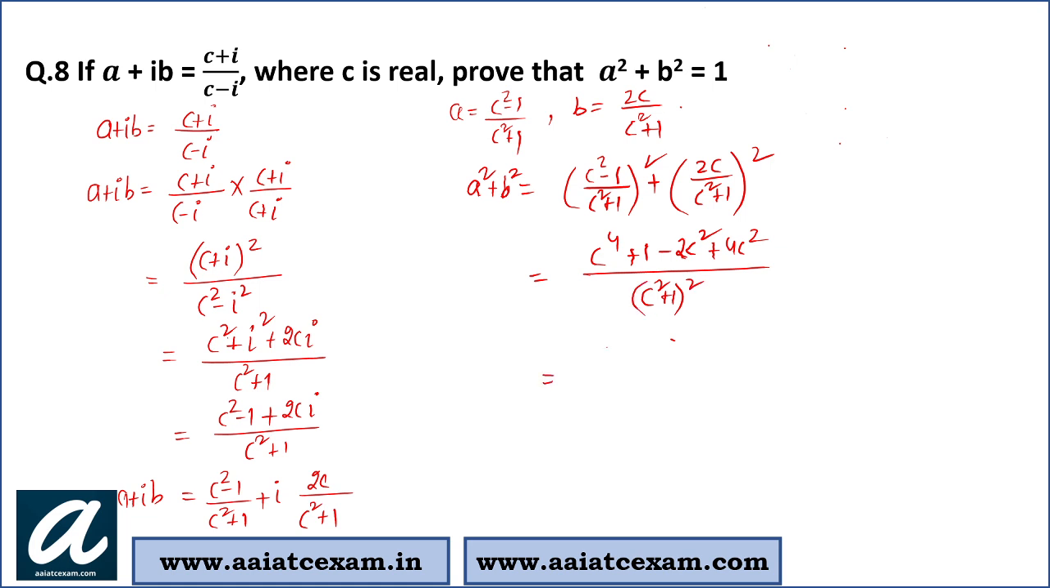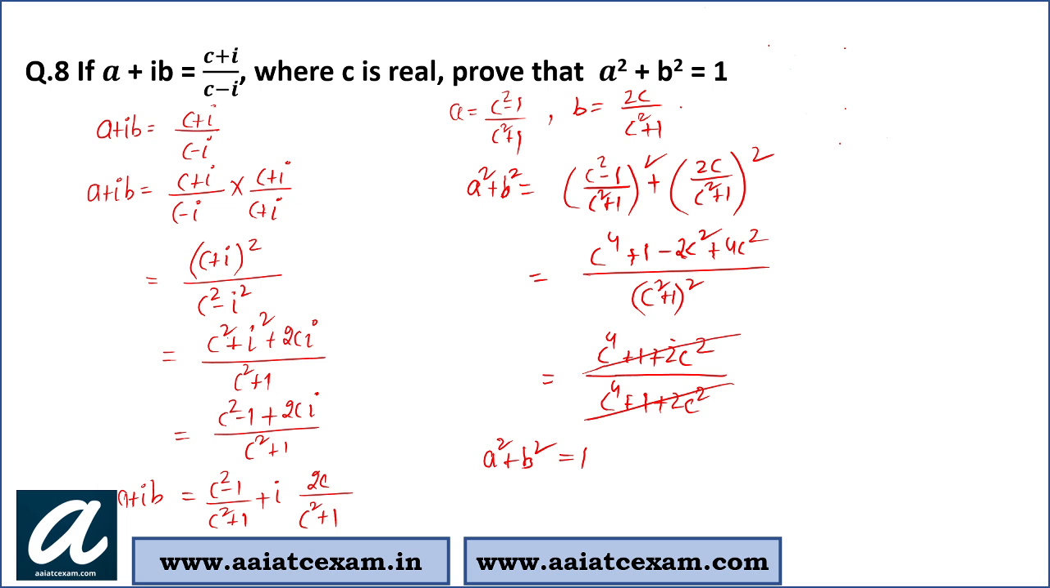So this will become c raised to power 4 plus 1 plus 2c square, and if you open the denominator, you'll get c raised to power 4 plus 1 plus 2c square. So they will cancel. The answer is 1. So a square plus b square is nothing but 1, hence proved.